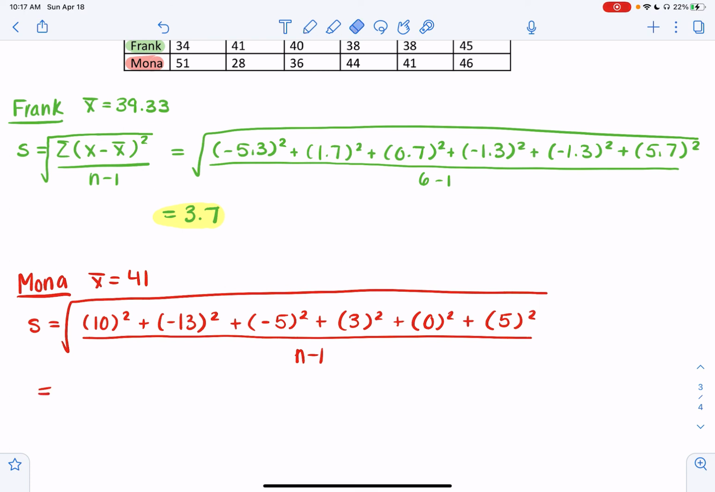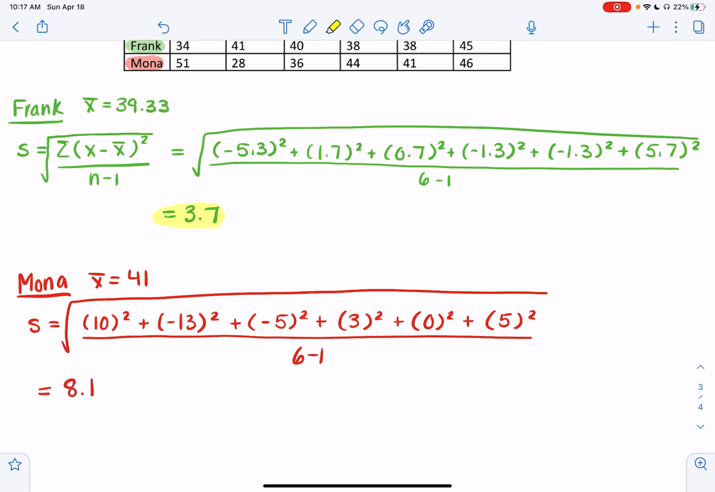Oops, sorry, I should have just put a 6 here instead of the n. We know what n is, so let's just put in 6. Now I'm going to put this whole thing into my calculator. I'm just going to do it in one go, but of course you can break it down a little bit if you would like to. And that will give us 8.1.